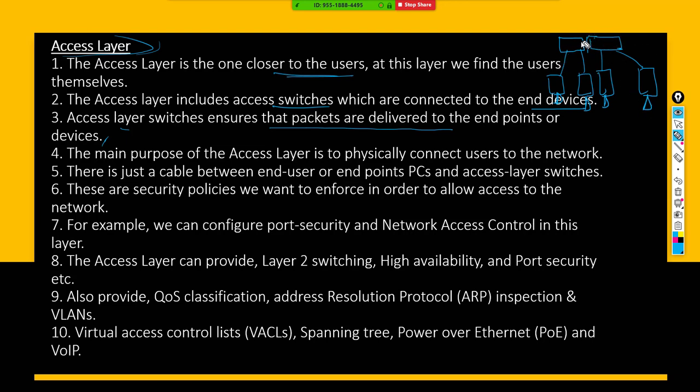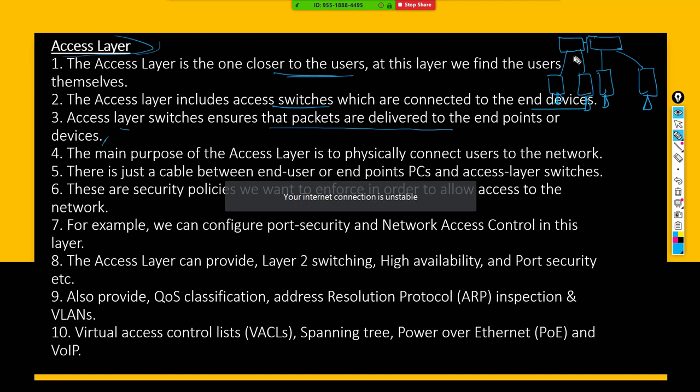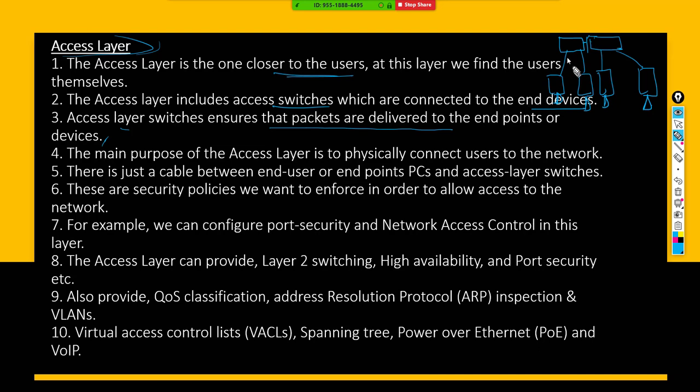Okay, now let's say this user wants to send some file to user B. Now who is taking care of that? Is it your distribution? Is it your core, right? So you don't have to reach to distribution, or you don't have to reach to core. This is your access layer which will take care of that.